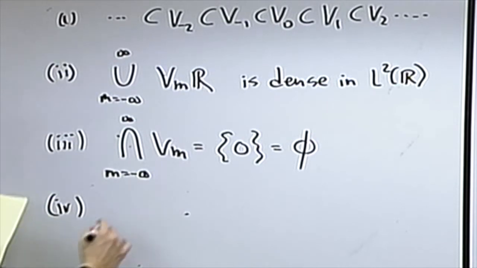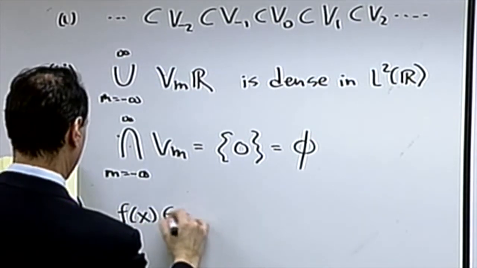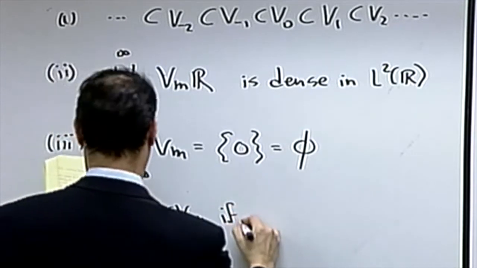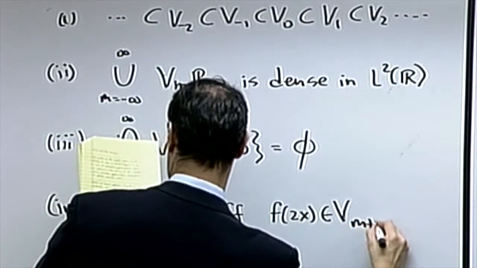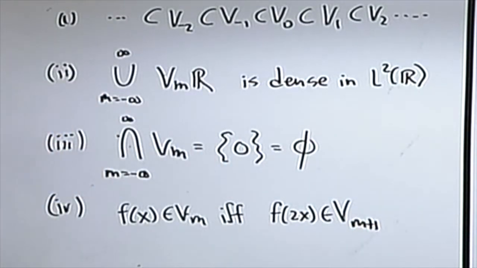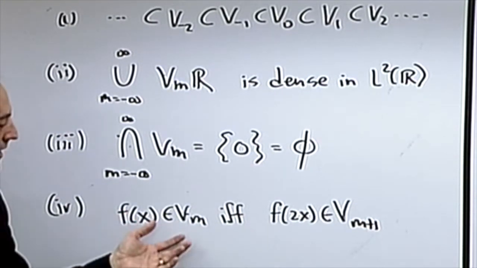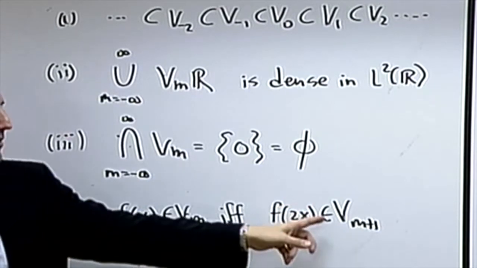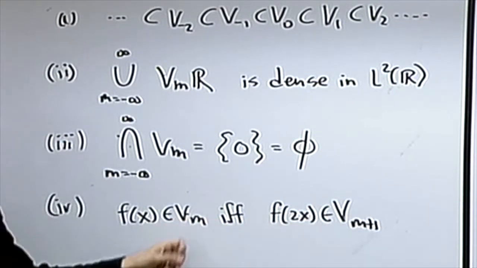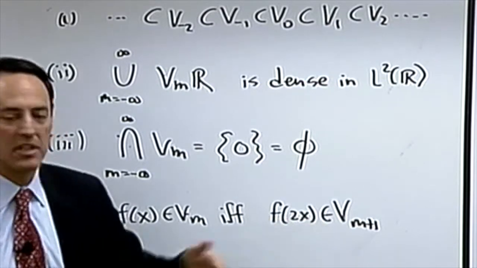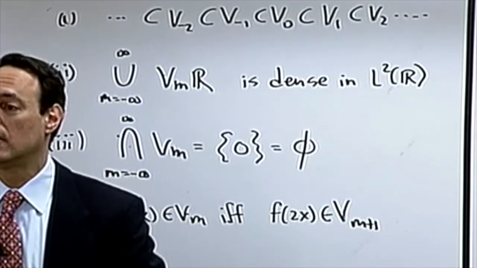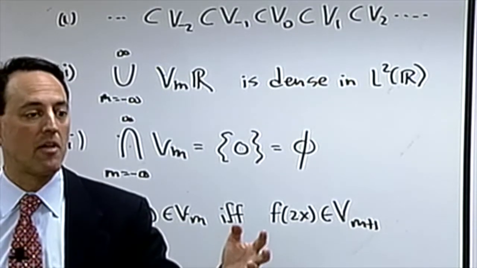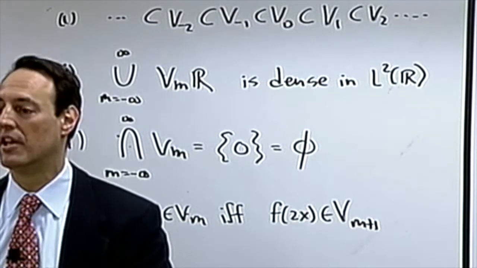Property number 4. f of x is in V of m if and only if f of 2x is in V of m plus 1. So V of m is a scale resolution. V of m plus 1 is one finer level of resolution. In other words, you cut your resolution down by a factor of 2. That's the typical way to scale these things.